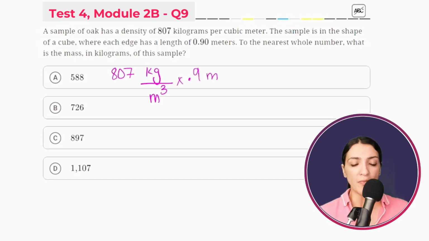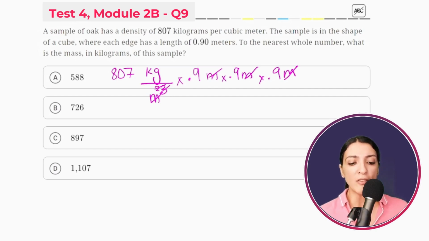Now what will happen here? The meters on top will cancel out one of the meters at the bottom, and we'll be left with meters squared. Now we can do this one more time, multiply it by 0.9 meters, and now the second meters will cancel out another meters in the denominator, and we'll be left with 1 meters in the denominator. So let's go ahead and multiply this one more time by 0.9 meters. And now the final meters on top will cancel out the last meters in the denominator, and we'll be left with the units kilograms, which is what we were looking for. Basically, we multiply density with the volume of this cube.